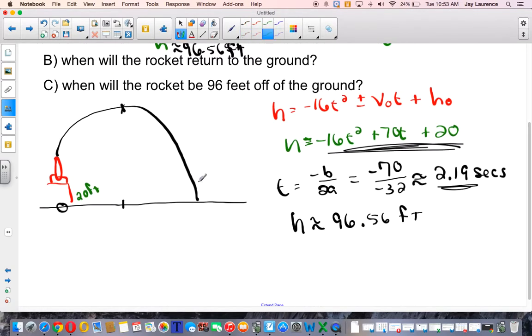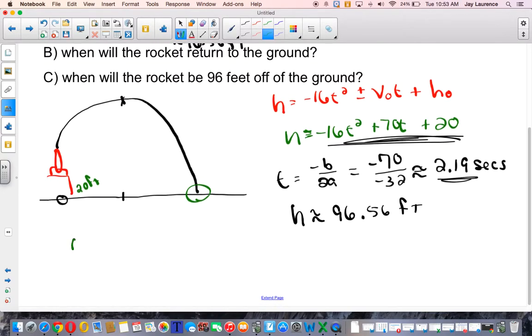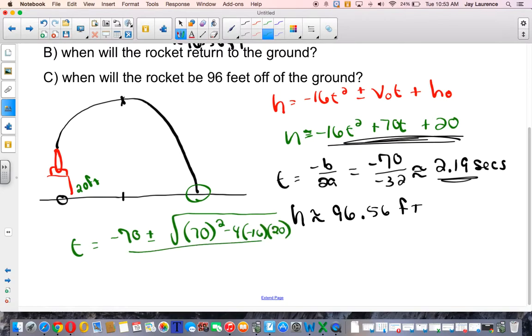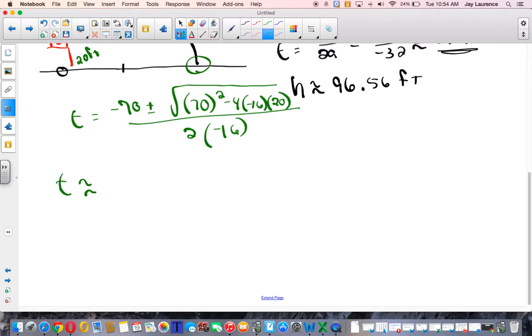Okay, now when will the rocket get to the ground? Well, that is going to be a quadratic formula problem because I'm trying to find one of the zeros. So I'm going to go t equals the negative of b plus or minus the square root of b squared minus 4ac, whole thing is over 2a, which is 2 times negative 16.